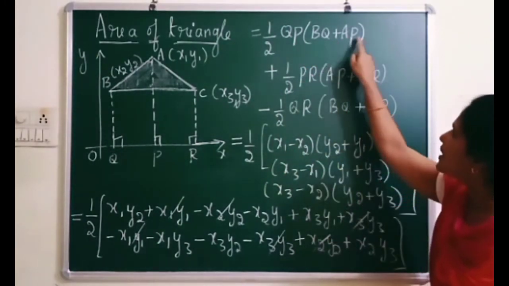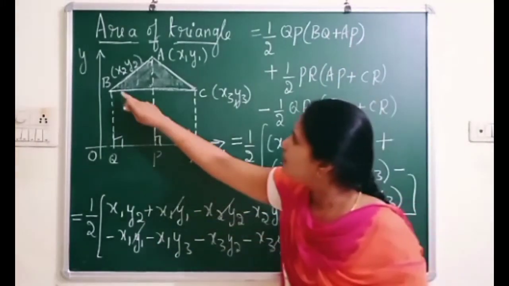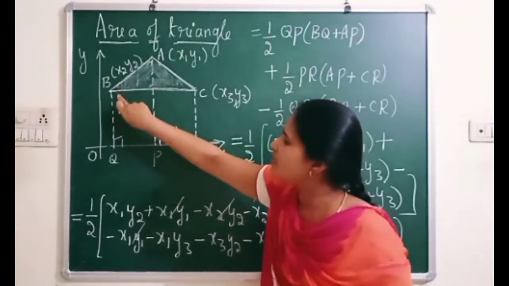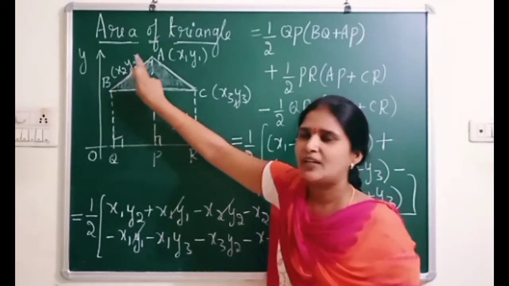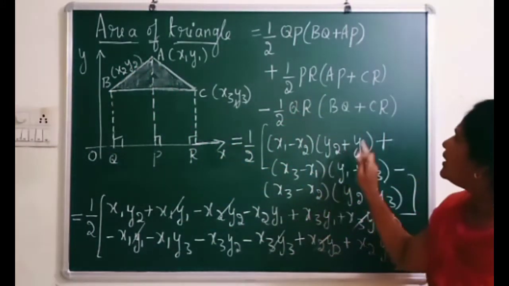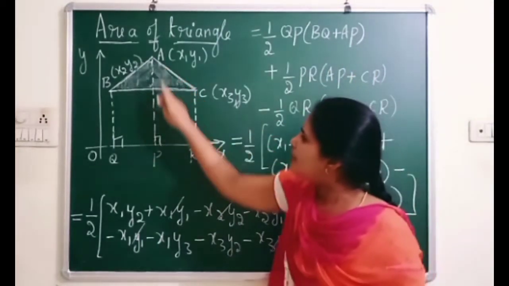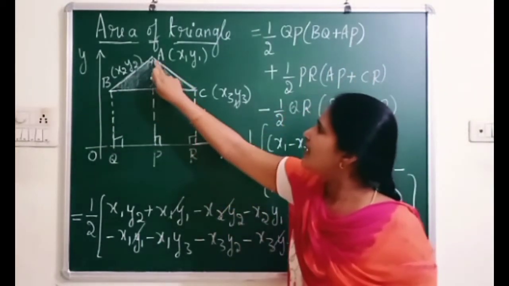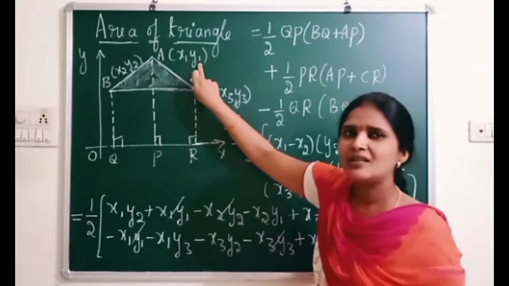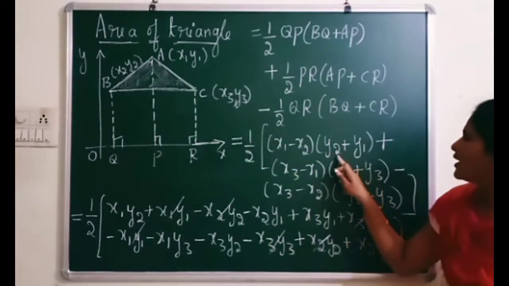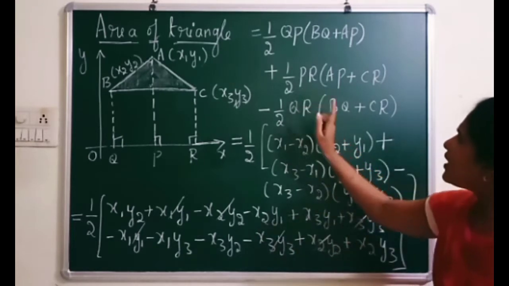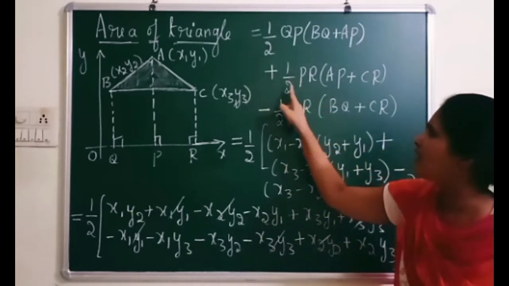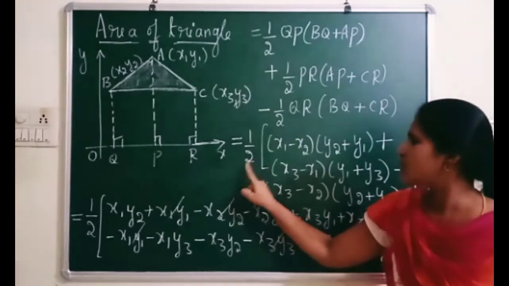Next, BQ plus AP. What is BQ? BQ is nothing but y2 because it is parallel to the y-axis. What is the y value at this point B? It is y2. BQ is y2 and AP. AP is parallel to the y-axis again, and at point A what is the y coordinate? That is y1. So we got y2 plus y1. Next, plus half. I have taken half common. You can observe half I have taken common outside.